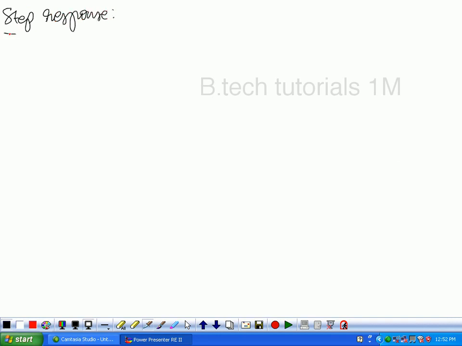Now we try to find the step response of the LTI system. So if x of n is equivalent to u of n, then the corresponding output y of n is called the step response of the system. The response of the system to a step function is called the step response. So here we try to find y of n.